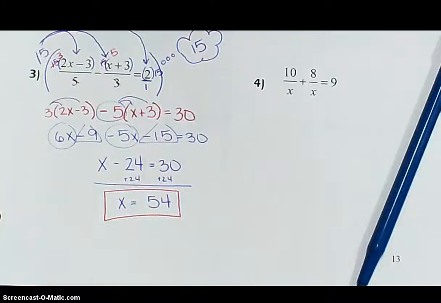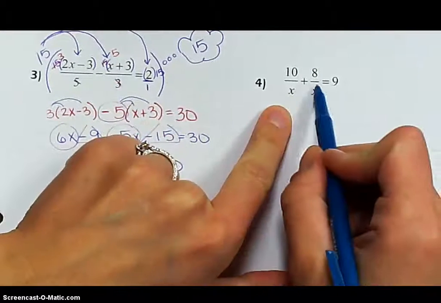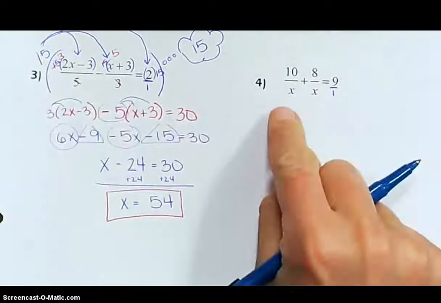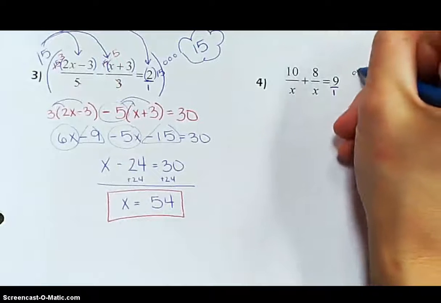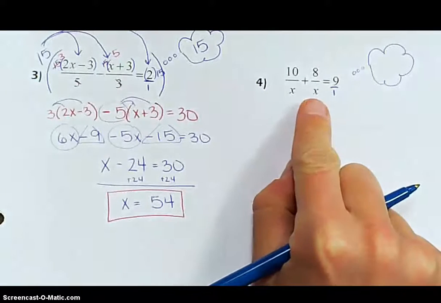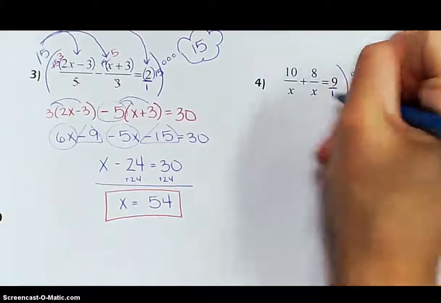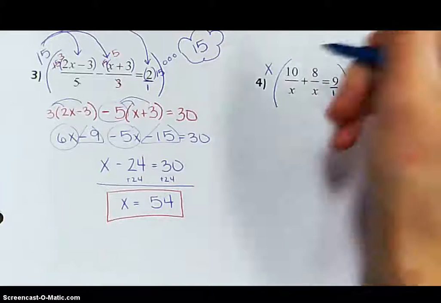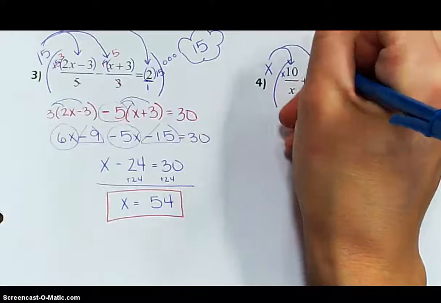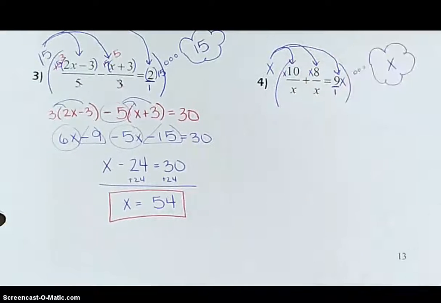All right, so let's go ahead now and take a look at number 4. Here we have a fraction plus a fraction equals a whole number. I'm going to put that 9 over 1. So this would be a lot easier if there were no fractions. So let's think. What could we multiply everything by to get rid of those fractions? How about x? So let's take everything and multiply it by x. So x goes to the first one, x goes to the second one, and x multiplies to the last one. So let's see what happens here.